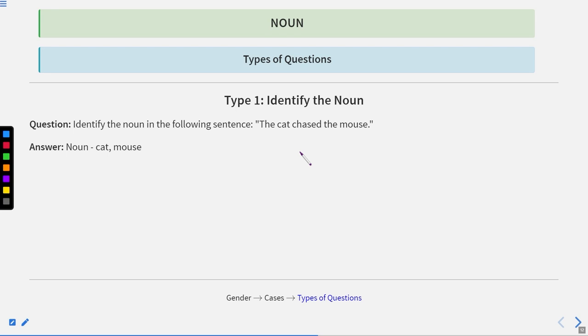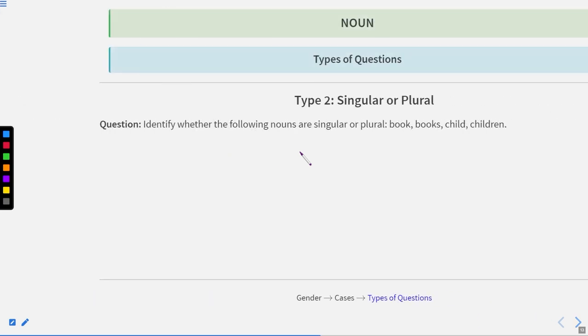Now, not only nouns but various types of parts of speech can be asked in the same manner. You will be given a sentence and asked what is the noun in this sentence, what is the verb, what is the adverb. It may also be possible that some word is highlighted, underlined or bold, and you will be asked to identify which part of speech it is. So in that manner you can also see questions on nouns. Okay, now let us move to the next type of question.